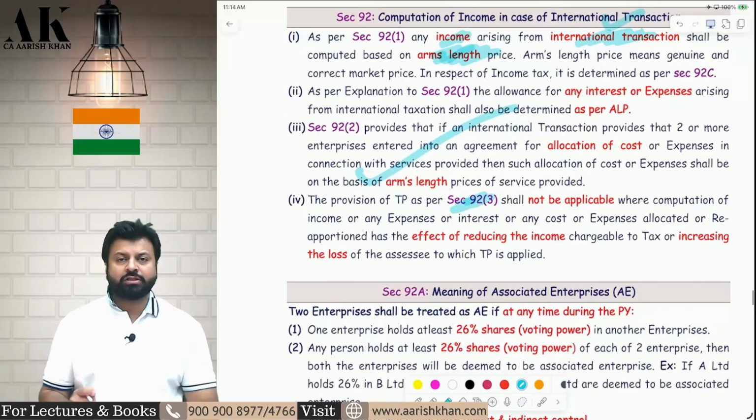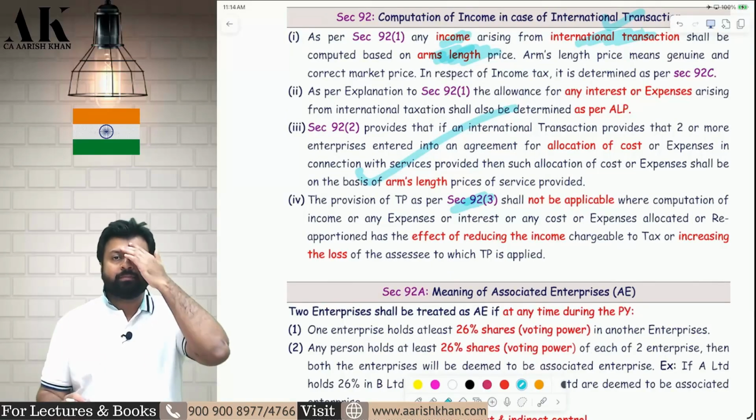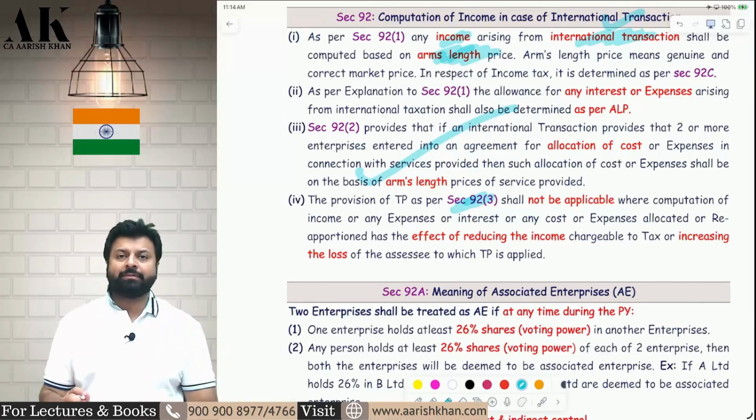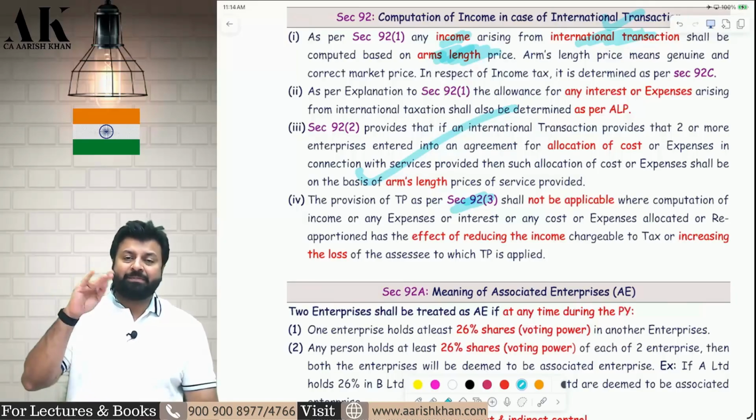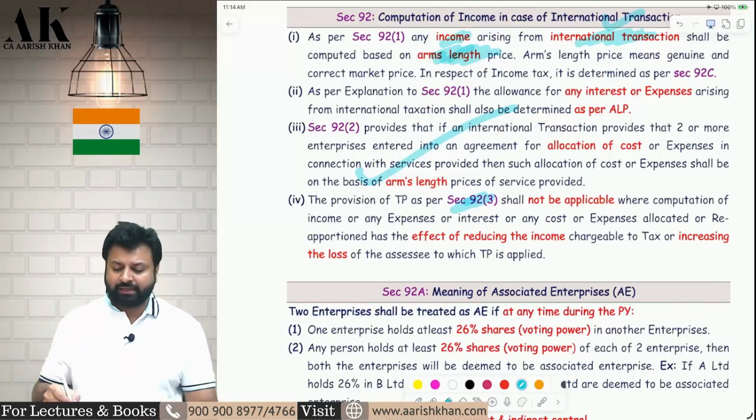Now 92 subsection 3 is a very important subsection. What does this say? This says that transfer pricing is not applicable if after applying the transfer pricing the income of the assessee reduces or the loss of the assessee increases. So after applying the arm's length price, if the income reduces or the loss increases, it means it is beneficial to the assessee, then transfer pricing is not applicable. After applying the transfer pricing provision, it should not benefit the assessee. It should benefit the department. If it benefits the assessee, by reducing the income or increasing the loss, transfer pricing is not applicable. I hope it is clear to all of you.